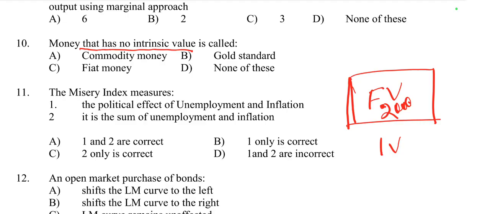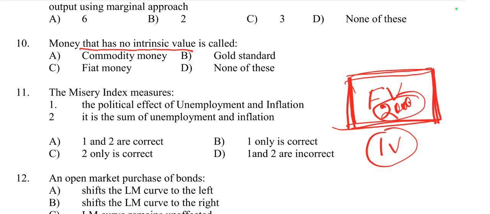So here the face value of the paper note is equal to 2000, but its intrinsic value is the value of the paper from which the currency note is made. Suppose 1, 2, 3 rupees, something very minimum. Or we can say if the government bans or demonetizes the rupee, then the intrinsic value is 0. So money that has no intrinsic value is not commodity money, it is called fiat money, F-I-A-T. Its value is derived solely from the government's decree that it must be accepted as a form of payment.